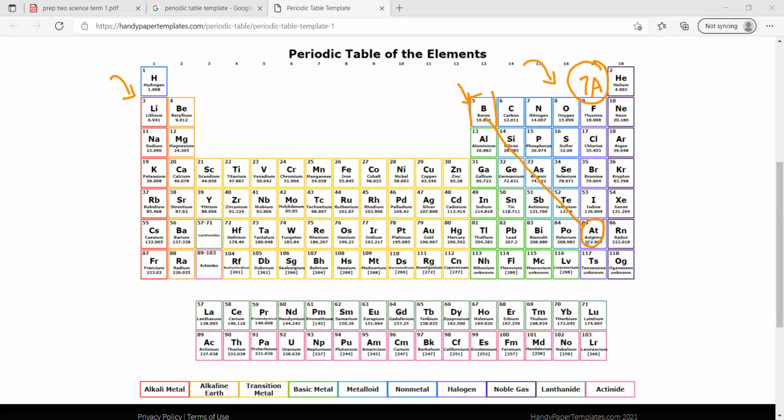I already know the strongest non-metal. Salma, tell me about period 4: the strongest metal and the strongest non-metal. Quickly. The strongest metal is potassium, and the non-metal is bromine. Yes, that's right.